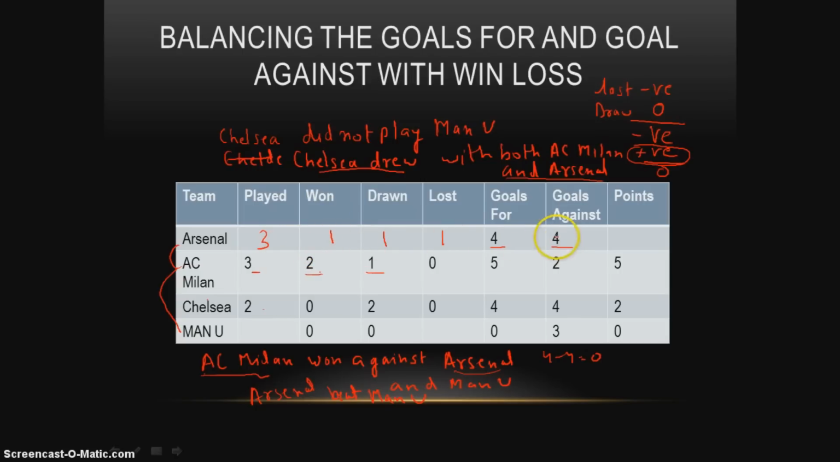Now we can write the points of Arsenal as well. For winning 1, 2 points. For drawing 1, 1 point. And for losing 0 points. So that means Arsenal has a total of 3 points.